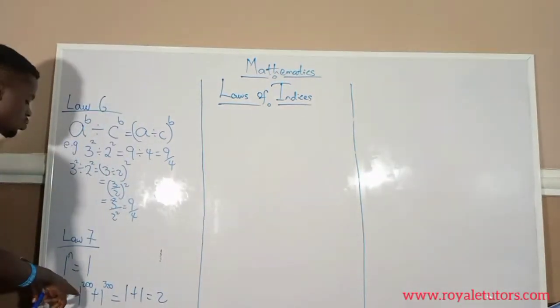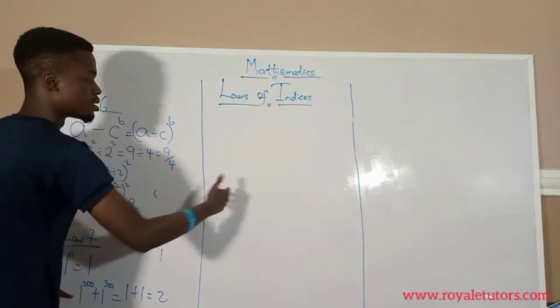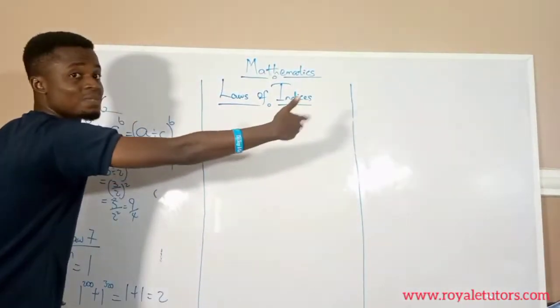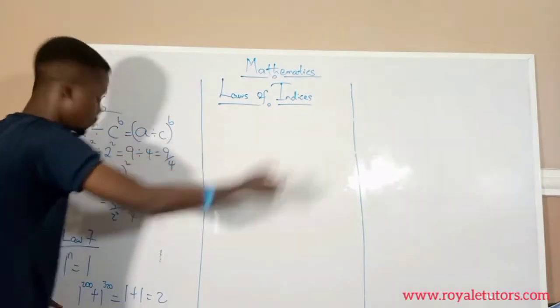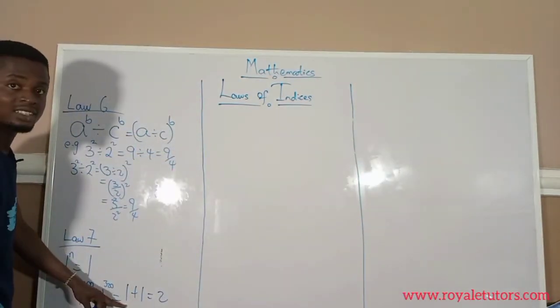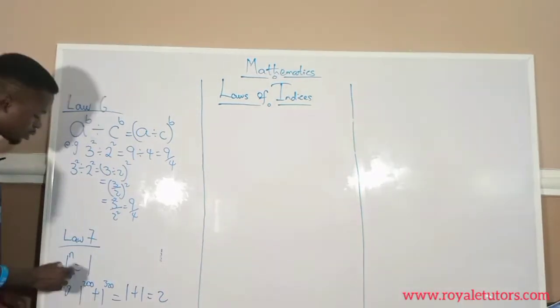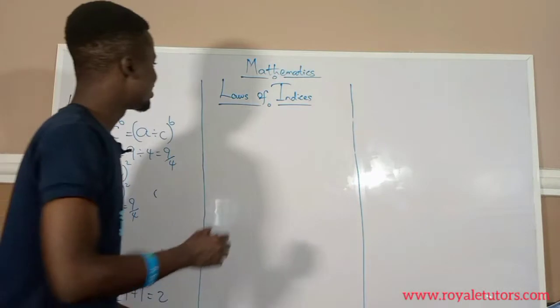Because when you say 1 raised to power 200, that means you are multiplying 1 in 200 places. 1 times 1 times 1 times 1 times 1, 200 times. And irrespective of the number of times, 1 times 1 times 1 times 1 will forever give you 1. So that's why we have 1 and 1 here. So this is just an example talking about that law 7. And law 8.